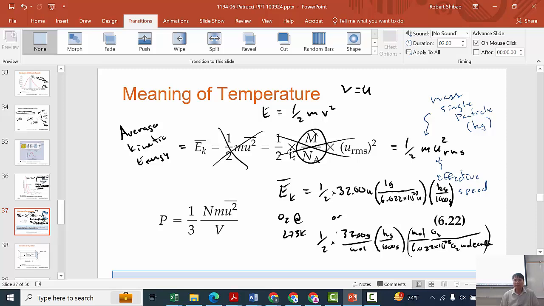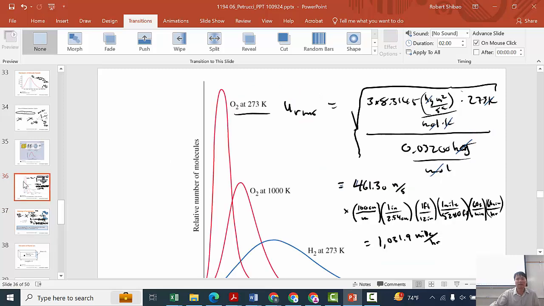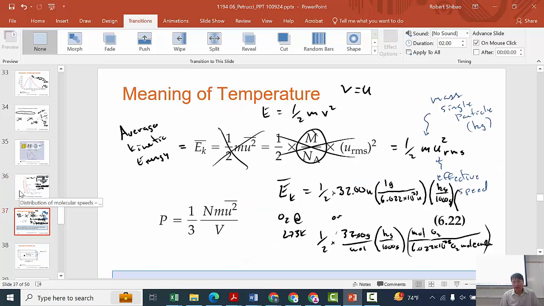And then we need the speed. The speed we had calculated on the previous slide, so let's see what the speed we calculated was. 461.3 meters per second. So I'd use that here. 461.3 meters per second. That's the RMS speed squared.